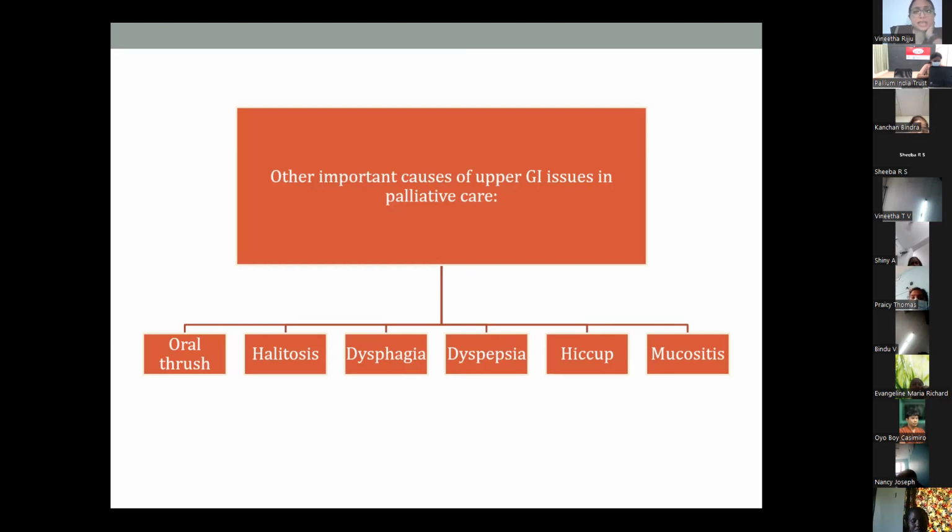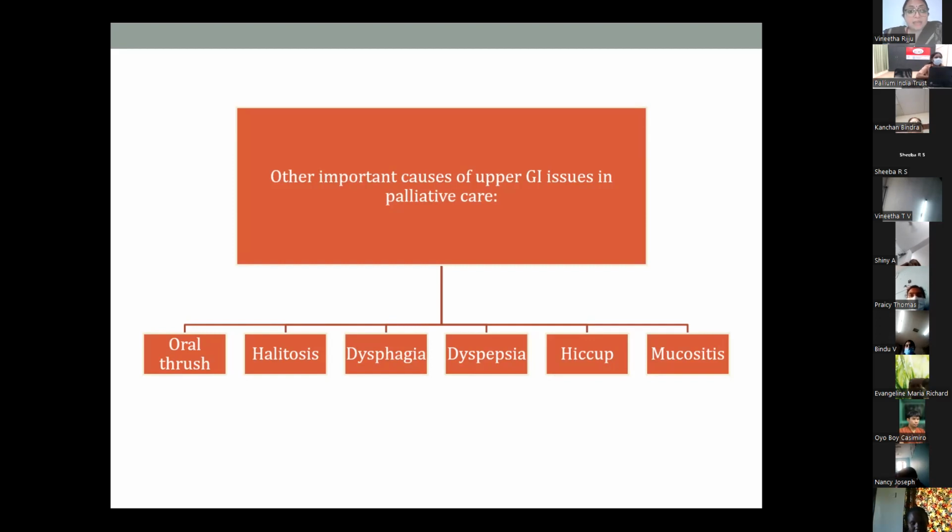Yes, Ms. Liana was asking, which category does pregnancy fall under? Okay, so that is probably chemically induced, because it is basically the hormones which are causing the nausea and vomiting in pregnancy.